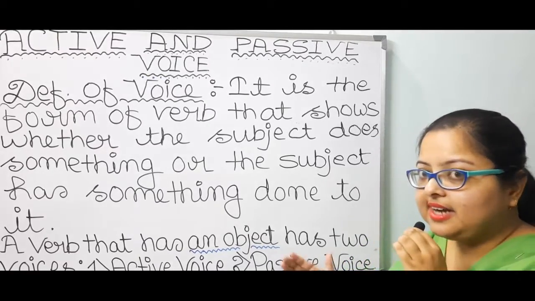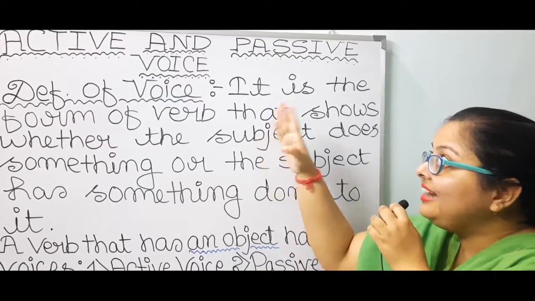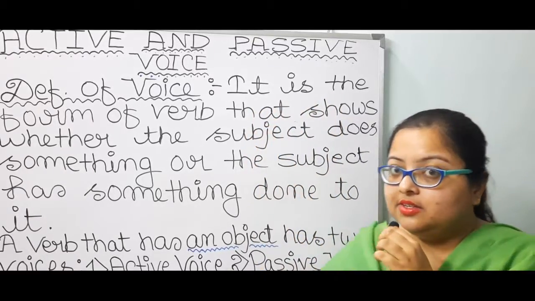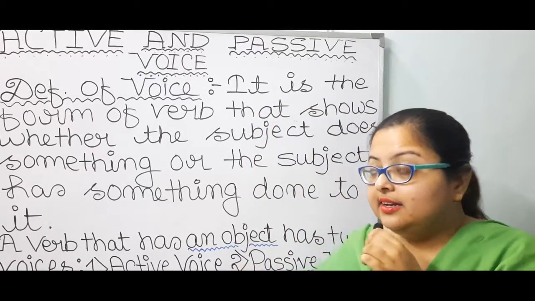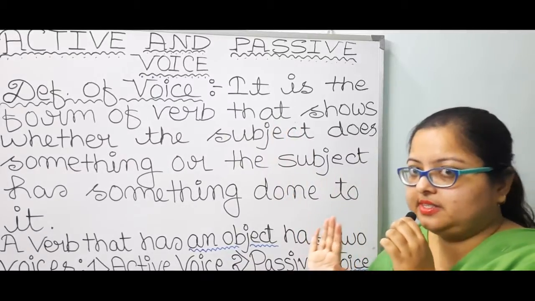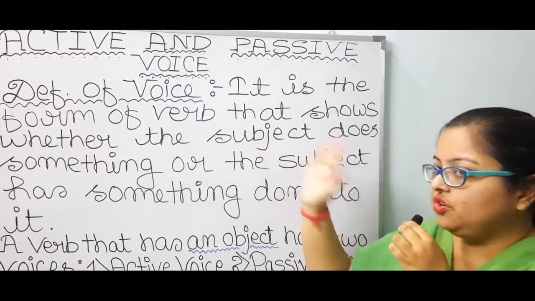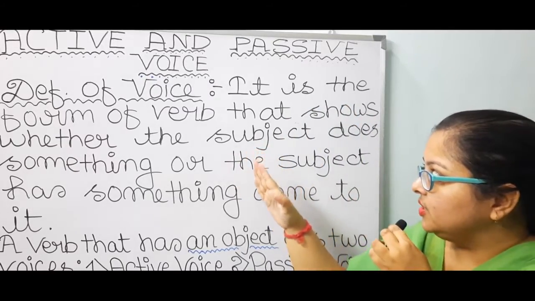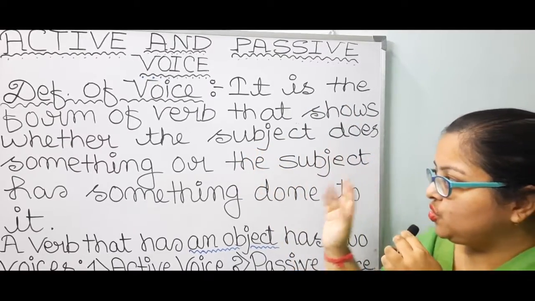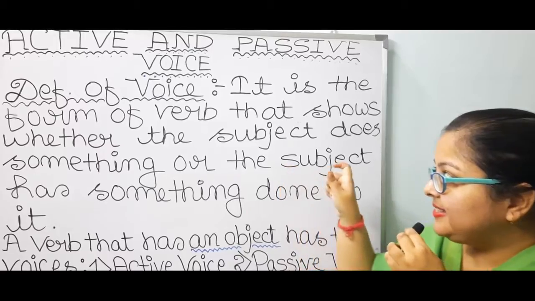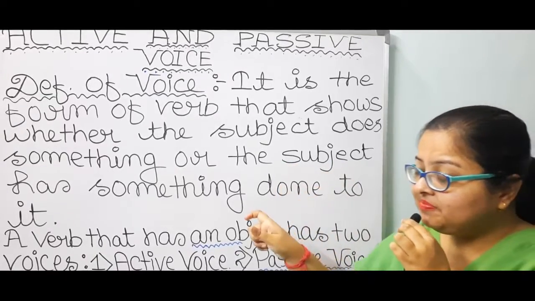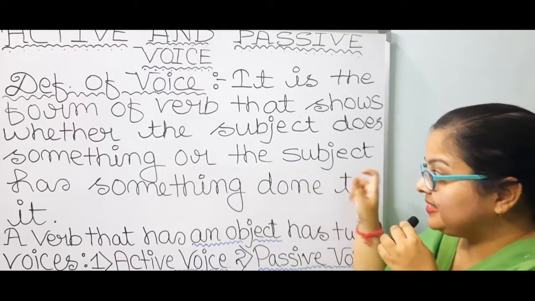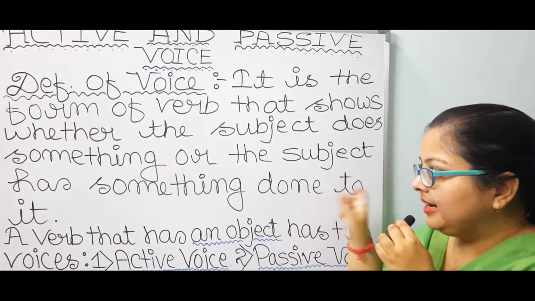Today we are going to start active and passive voice. So let's see the definition of voice at first. Definition of voice: it is the form of verb that shows whether the subject does something or the subject has something done to it.